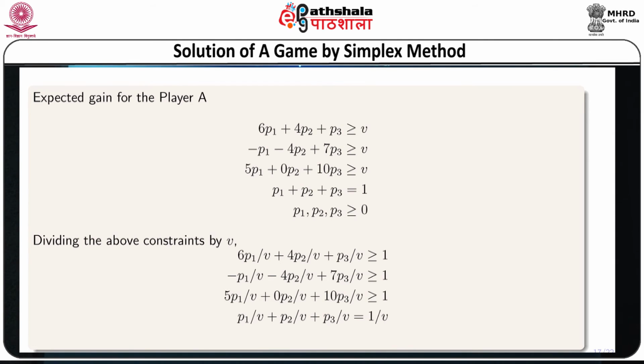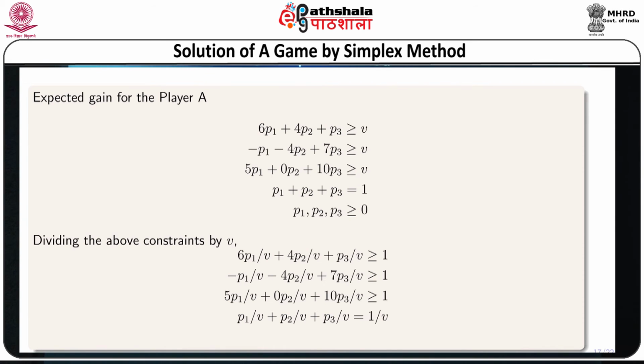The expected gain for the player A should be greater than or equal to the value of the game, because player A will try to maximize his gain as much as possible. Now, dividing the above constraints by V, these constraints reduce to the following constraints as shown in the lower part of the slides.